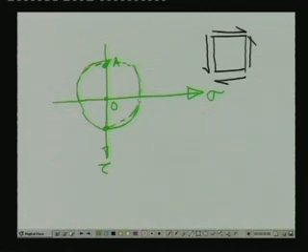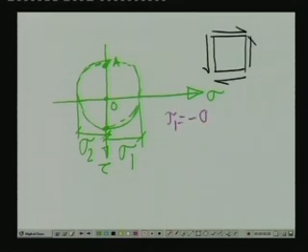Now, thereby this gives us the maximum value of the normal stress, which is sigma 1, and this is the minimum value of normal stress, which is sigma 2. And please note that here the values of sigma 1 and sigma 2, which are in the opposite direction, are equal to the shearing stress tau.